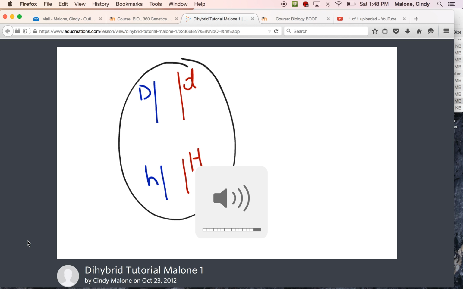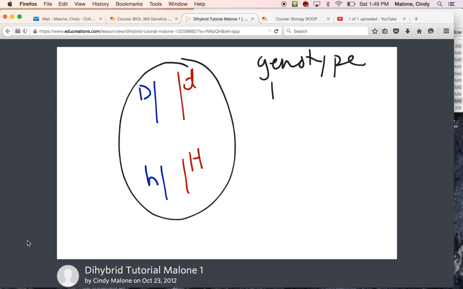Now, if this is your genotype, big D, little d, big H, little h, right? You're a heterozygote at both genes, for both alleles. Okay. So what are all the possible gametes that this individual could make? And again, we're just going to pretend like they have 4 chromosomes. We're going to ignore everything else. So what are all the possible combinations?